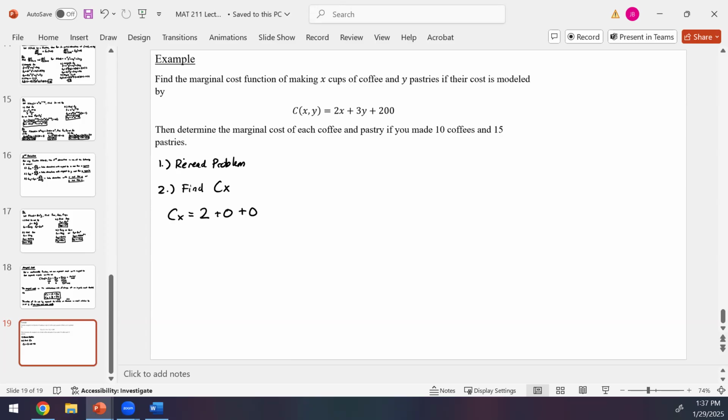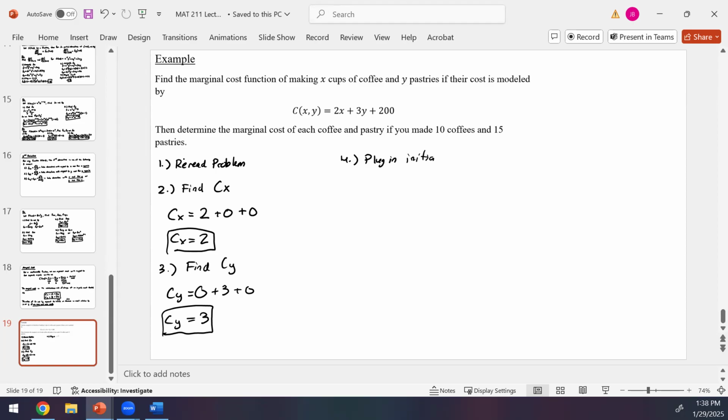And then from there, you say, okay, I have that. And then step 3, you find Cy. So Cy equals, just looking at the y values, 0 plus 3 plus 0. And so then Cy is equal to 3. And then the last part, step 4, is plug in initial values. So you have x equals 10 and y equals 15.